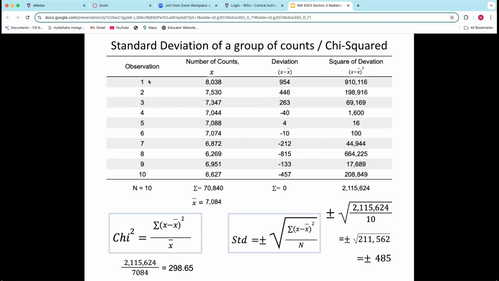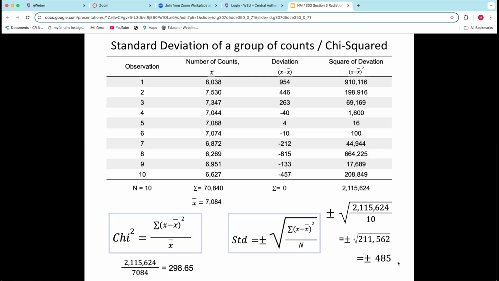So here you have your observations. This is the number of times that you did a set of counts measured on your camera. Here's the number of counts, which represents X. Then here's the deviation of those counts, and then the square of the deviation. I put in this formula and did those measurements, summed them, got the mean, and ended up with this large number divided by 10, which was the number of counts. I got 211,562, and then I took the square root of that, and I ended up with plus or minus 485. So of all these sets of counts, it's plus or minus 485.